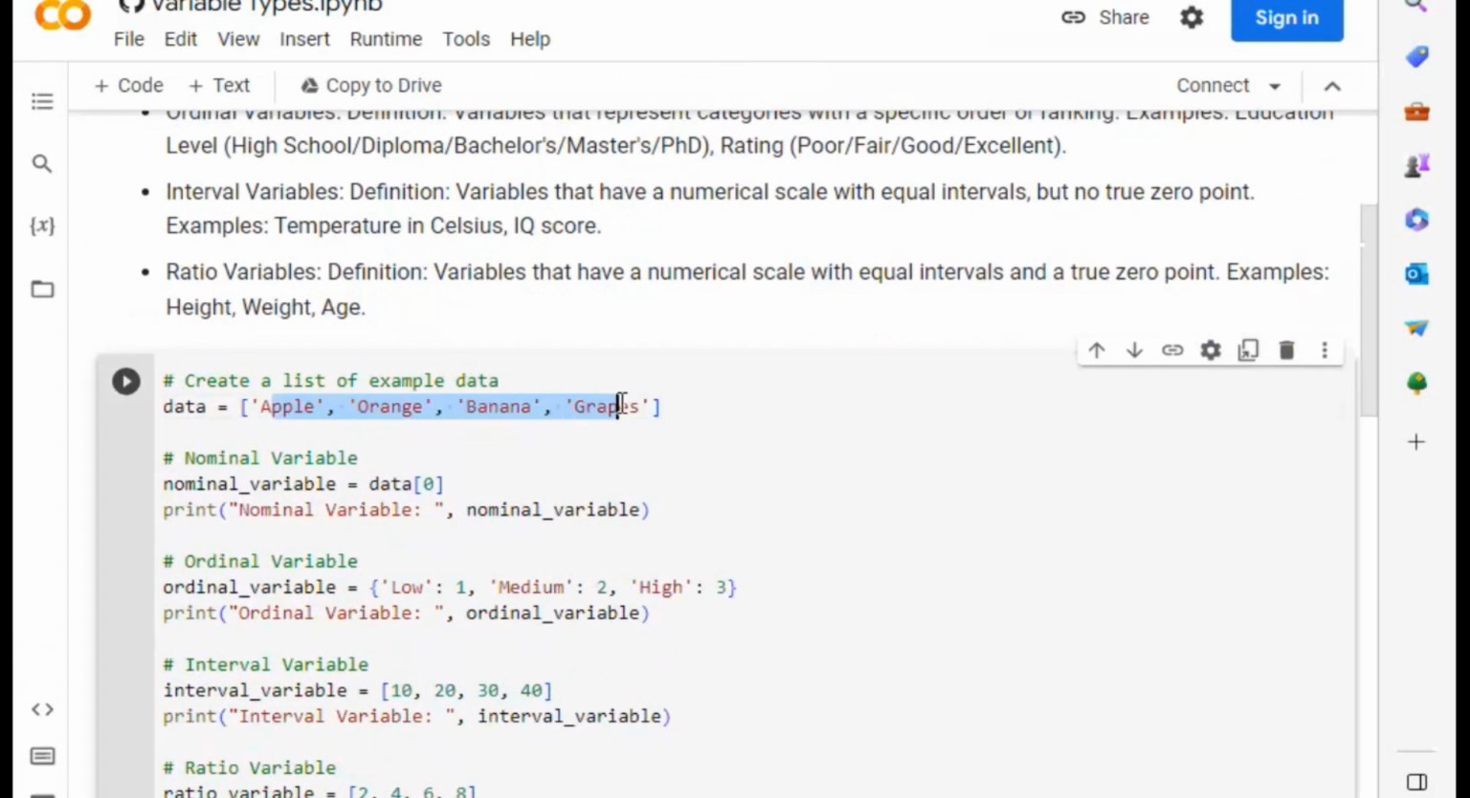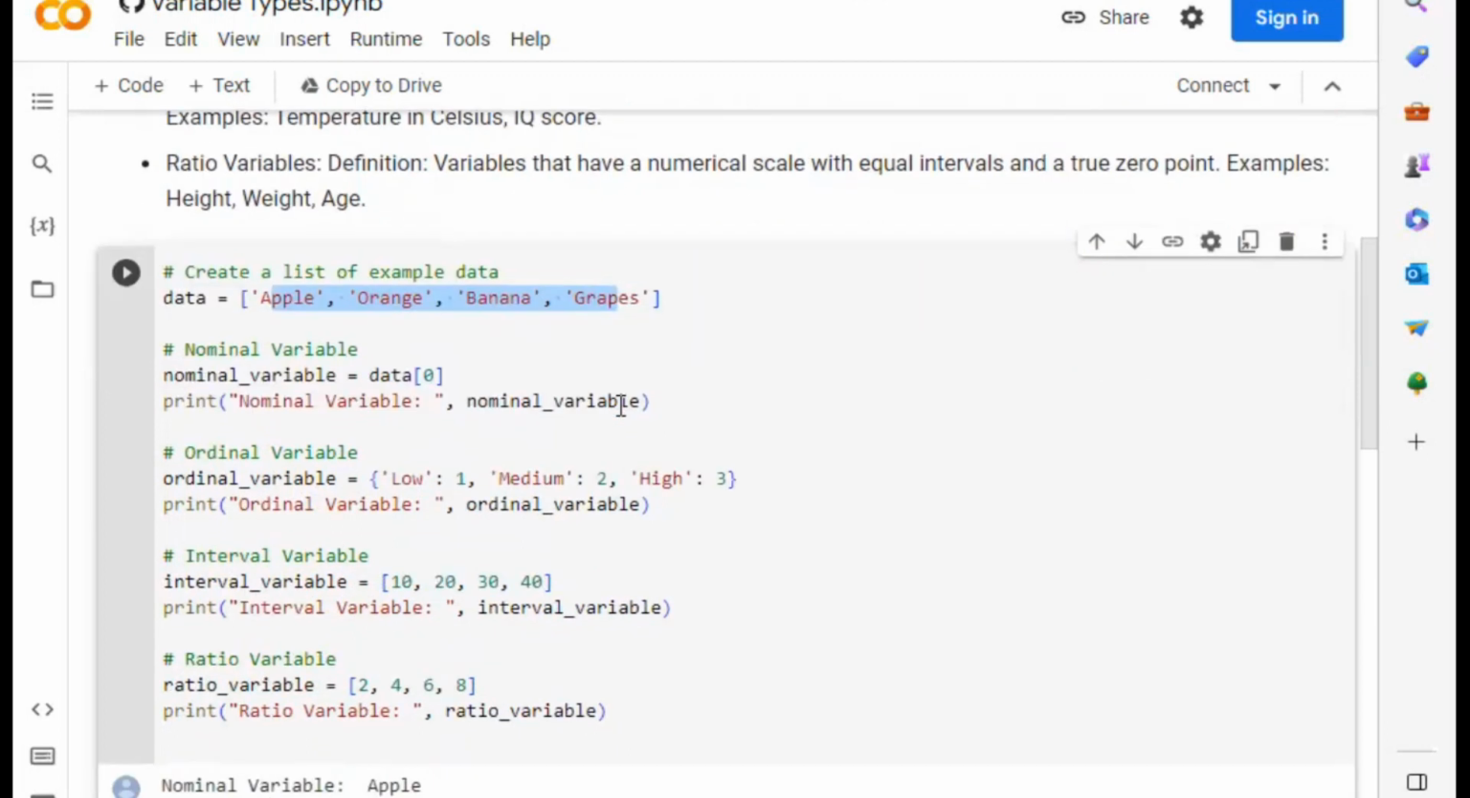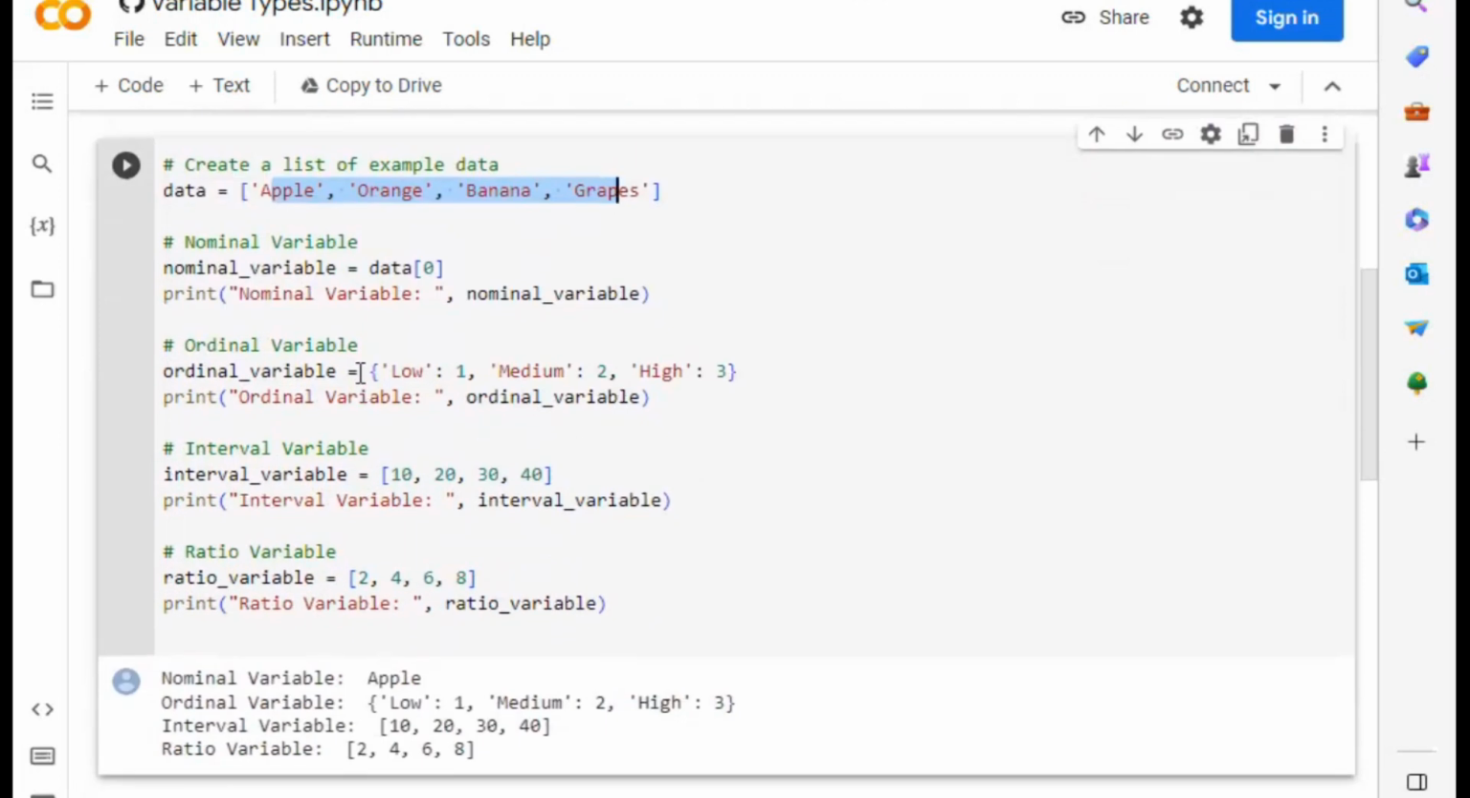So this is nominal. Let's say we have a list of fruits. Logically they have no nature of order. This is a good example for nominal. You can do the mapping by yourself, by the way. So here is a nominal variable.